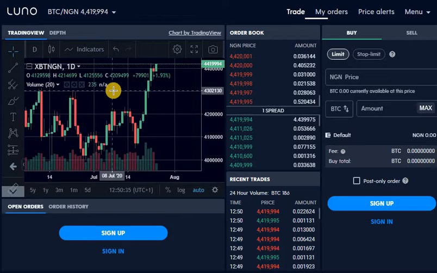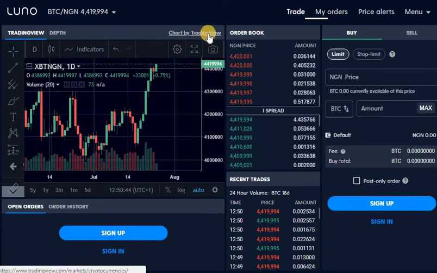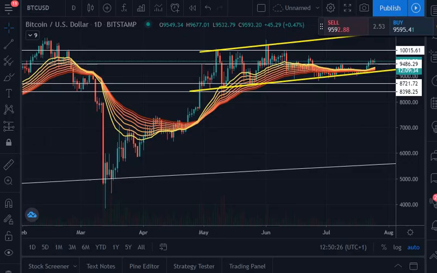Now the indicator I am going to be using is not on this Luno integrated chart by TradingView. Now this chart is gotten by TradingView. This is a charting program that you can use to plot all these charts. I suggest you click on this chart by TradingView right here. When you click on this, you'll be directed to a platform like this.